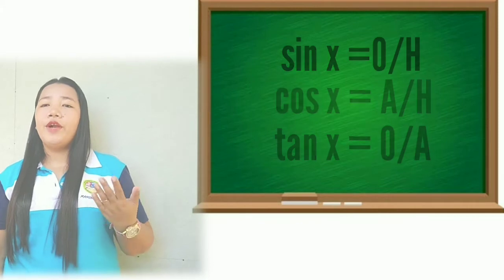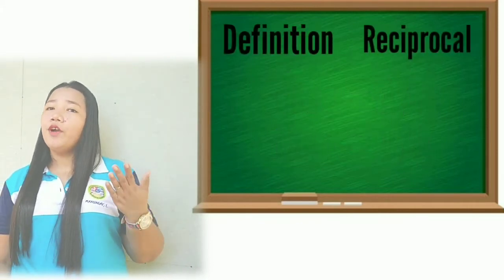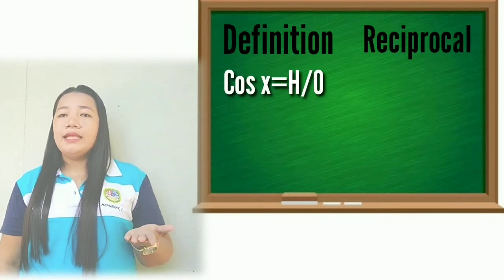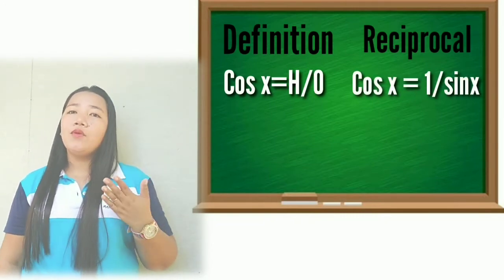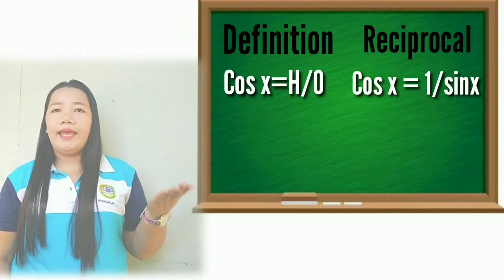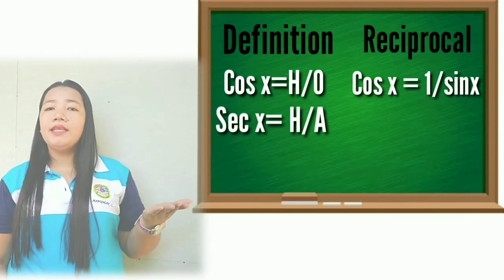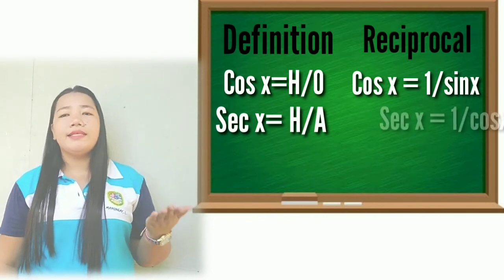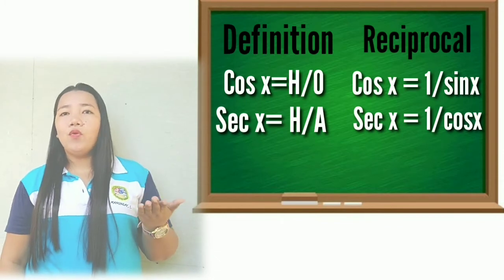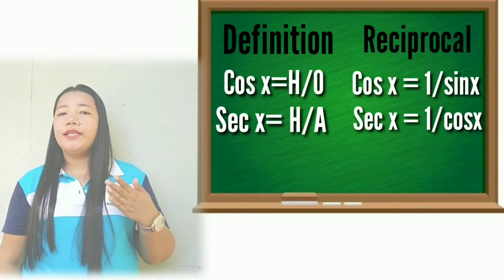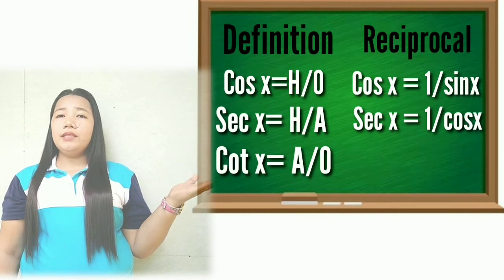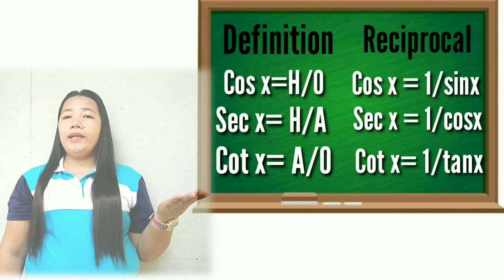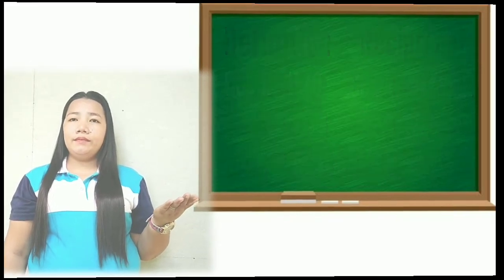When we find x using the other 3 functions, the formula for cosecant x is equal to hypotenuse over opposite. The reciprocal of cosecant x is equal to 1 over sine x. Secant x is equal to hypotenuse over adjacent, and the reciprocal is secant x is equal to 1 over cosine x. Cotangent x is equal to adjacent over opposite, and the reciprocal is cotangent x is equal to 1 over tan x.